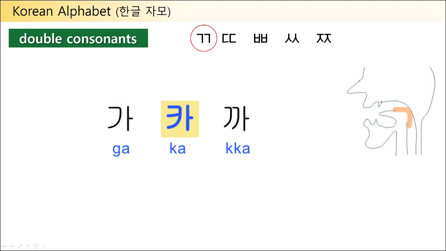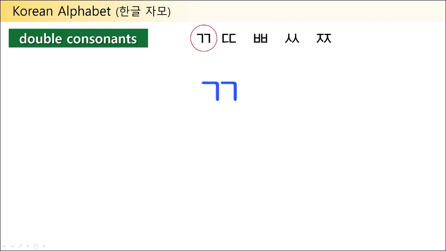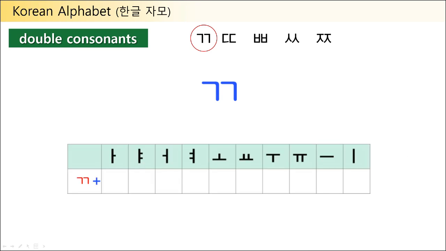Ka, ka, ka. Listen to a man's voice. Let's combine this consonant with basic vowels to form syllables.